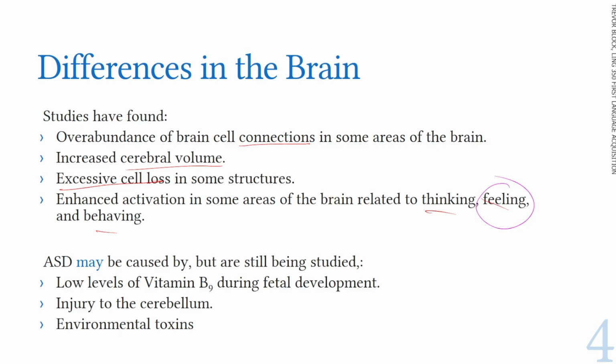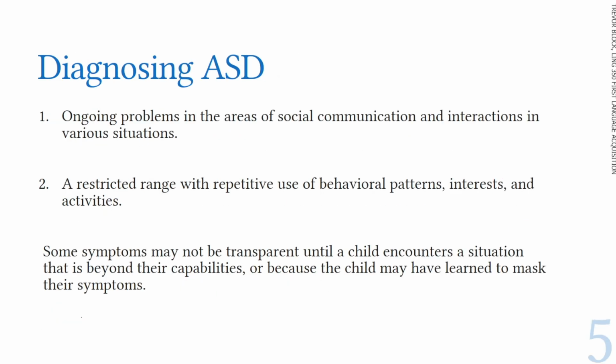So there have been some suggestions for what ASD could be caused by. They're still being studied, although some are probably way less likely than others. Low levels of vitamin B9 during fetal development could be something that contributes. Injury to the cerebellum during development could be something that contributes, although it's very unlikely given the rate at which people are diagnosed. And then environmental toxins, which are very underdescribed, but some people have said that the increase in rate is due to differences in our environment since the Industrial Revolution or whatever. So, you take these with a grain of salt until more evidence has come out.